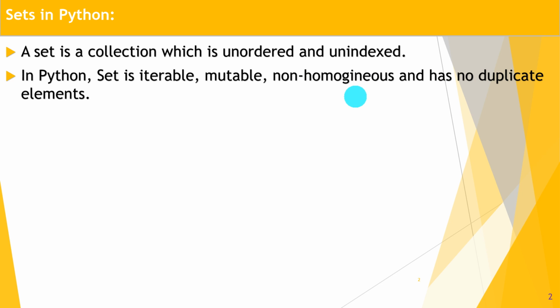Great guys. So compare the set with the previously learned two types of collection, that is list and tuple. In a list, elements are mutable and duplicate elements are allowed, but in sets duplicate elements are not allowed. Also in a tuple, duplicate elements are allowed and tuples are immutable. Great guys. So in every collection type there are some differences, that is their properties.